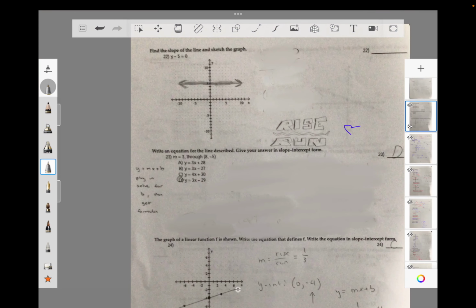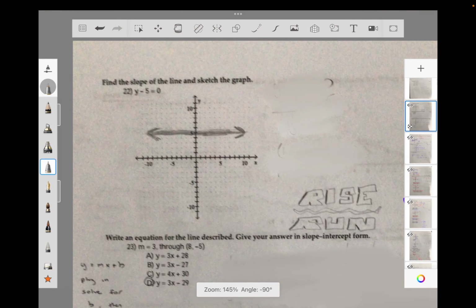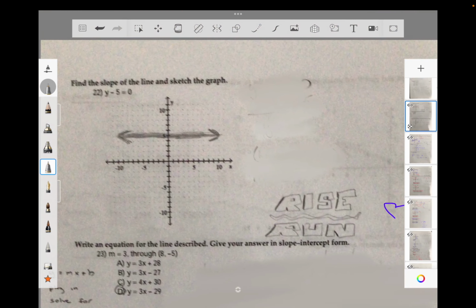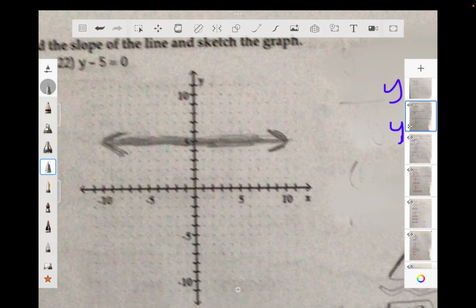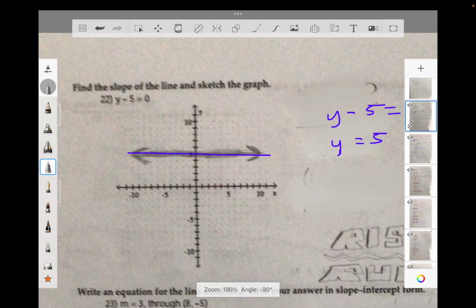Look at that, rise over run. Find the slope of the line and sketch the graph. So this is y minus 5 equals 0. Solve for y, you get y equals 5, which is what I said earlier. You find 5 on the y-intercept, draw a straight line.